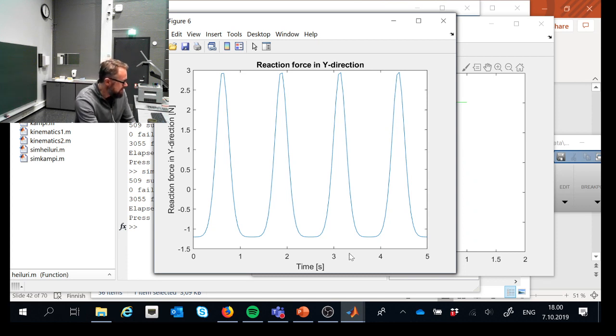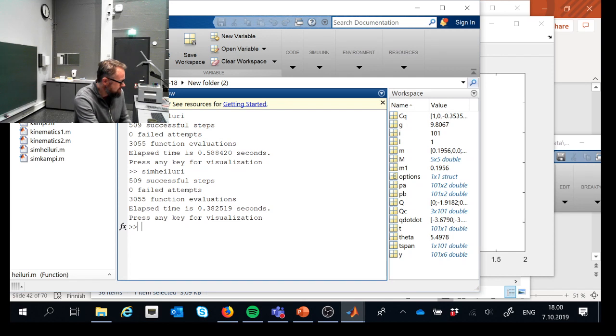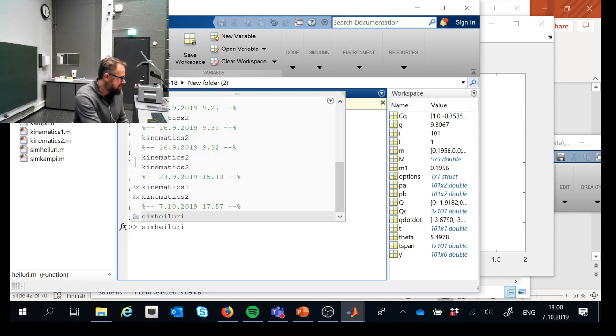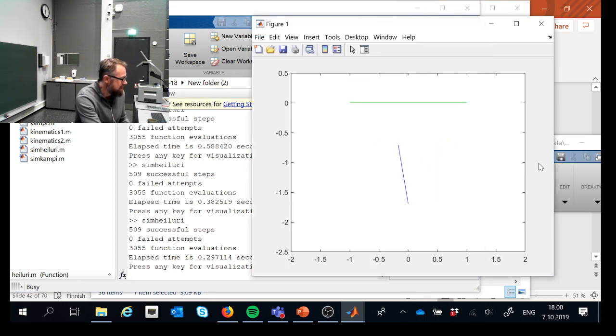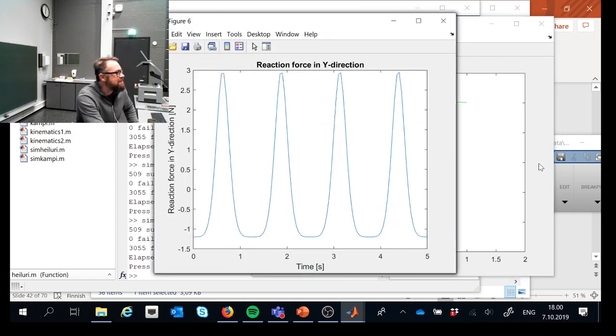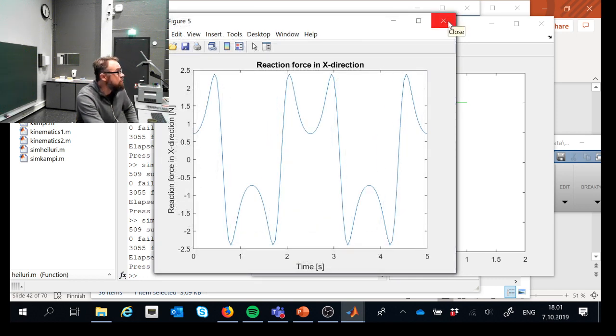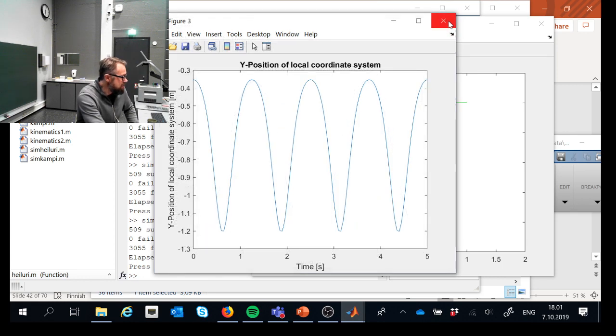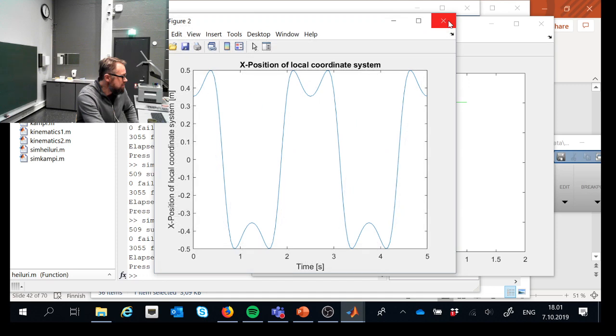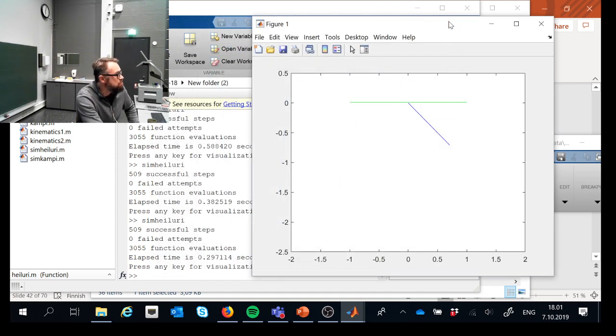One more time. Yes, sir. So where is my window? Here. Look at this. Beautiful. These are reaction forces. Look what I'm able to print out here. Reaction forces because of the constraints. Rotation of local coordinate system. Position of local coordinate system. Beautiful.